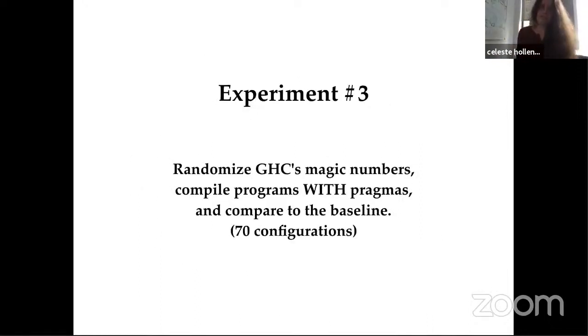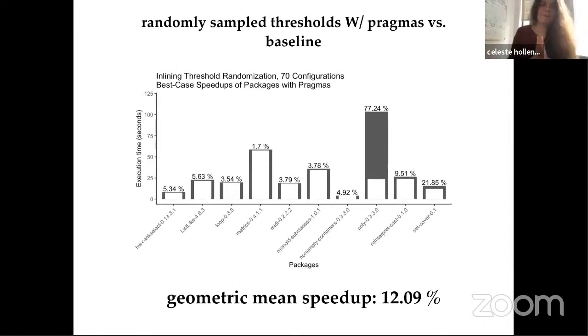Experiment number 3, we randomized GHC's magic numbers. We compiled the programs with the pragmas in them, and then we compared to the baseline for 70 configurations. If we look at the best case scenario for each project, we get a geometric mean speed up of about 12.09%.